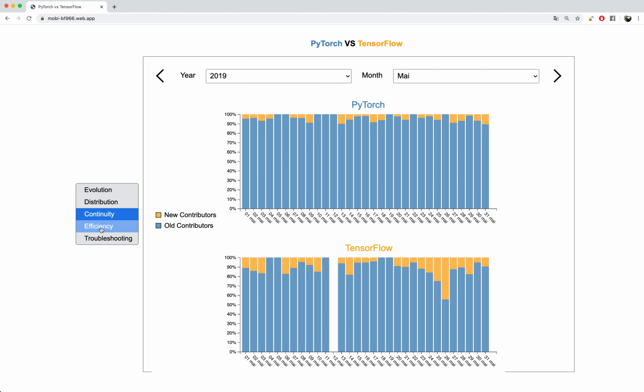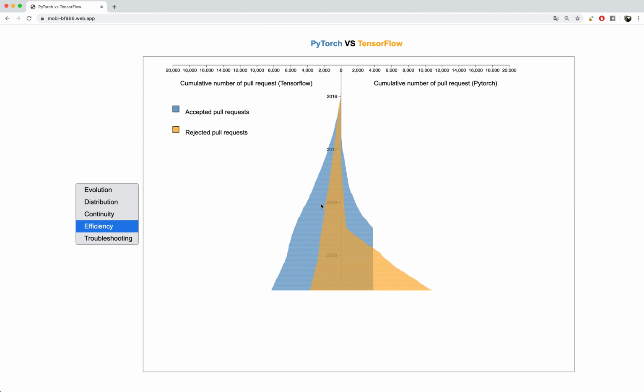Let's take a look at the efficiency tab. Here we can see the cumulative number of pull requests for TensorFlow on the left side and PyTorch on the right. The orange is rejected pull requests, and the blue is accepted pull requests. Actually, we can deselect them. Let's take a look at the accepted pull requests.